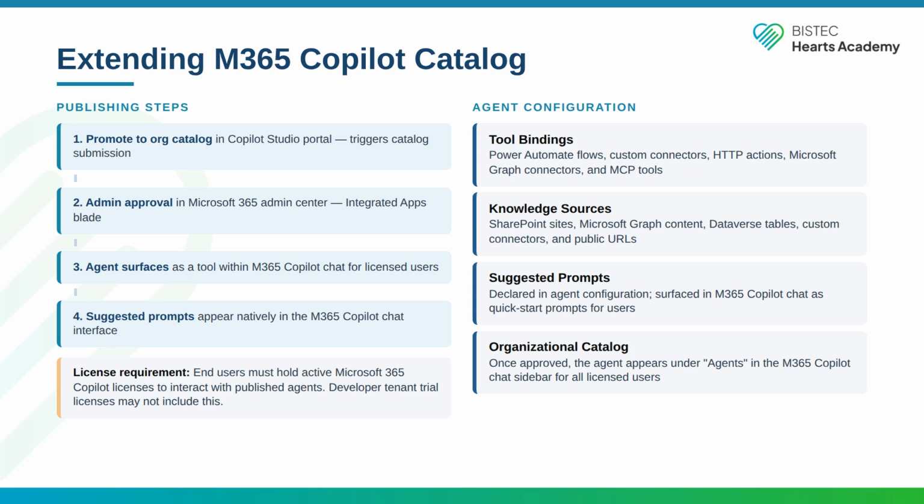The license requirement is precise. End users must hold active Microsoft 365 Copilot licenses to interact with published catalog agents. Developer tenant trial licenses may not include this entitlement. If your developer tenant does not have M365 Copilot licenses, you can configure and submit the agent, but will need a production tenant with licensed users to verify the end-user experience.